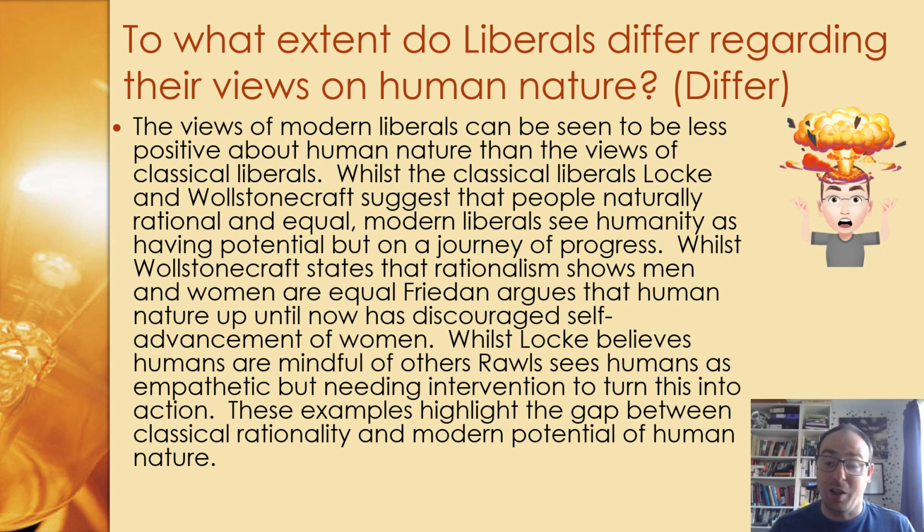So it's building this argument that there is a difference, a fairly subtle one, but there is a difference between the human nature as seen by classical and modern liberals, and in it I've used a range of different theorists. So I've used Locke and Wollstonecraft, and then I've also brought in Frieden and Rawls. So actually I've managed to get 4 key theorists in here.